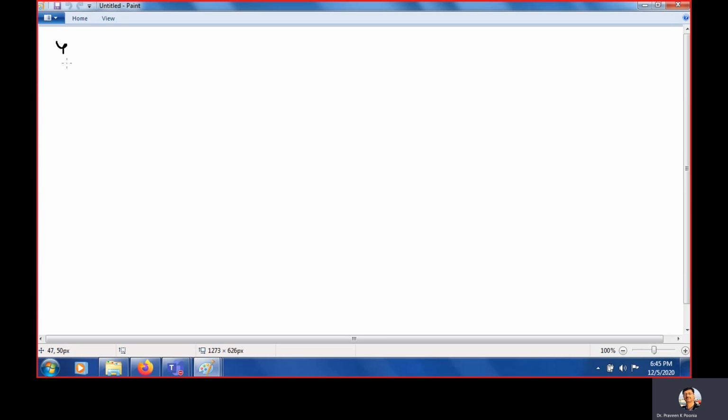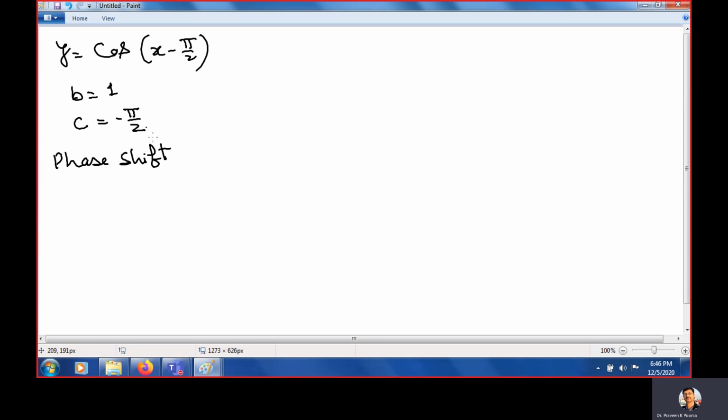If we are taking, let us say, y is equal to cos of x minus pi upon 2. We will take cos this time, because you will say I'm taking all sine examples. Cos of x minus pi upon 2. So what is the value of b? The value of b is 1. The value of c is minus pi upon 2. Clear? So what is the phase shift? Phase shift is minus c upon b, and the value of c is minus pi upon 2, upon 1. Now the minus minus cancels, so the phase shift is pi upon 2.